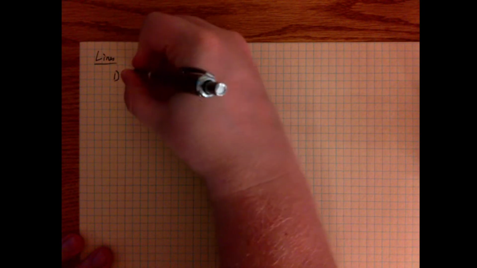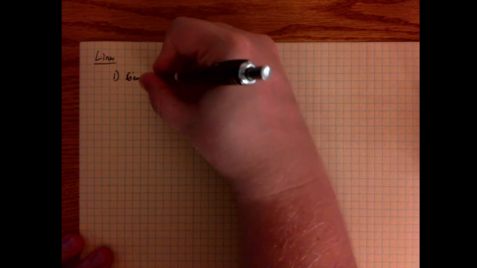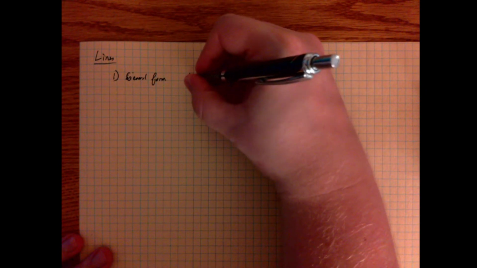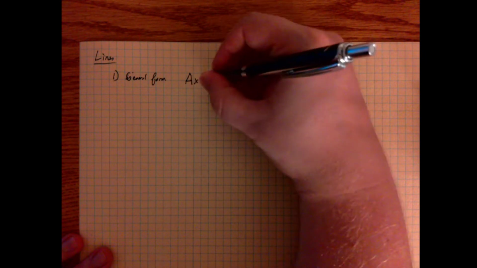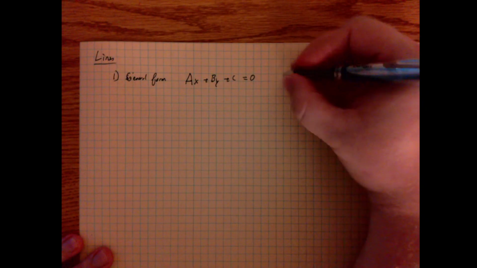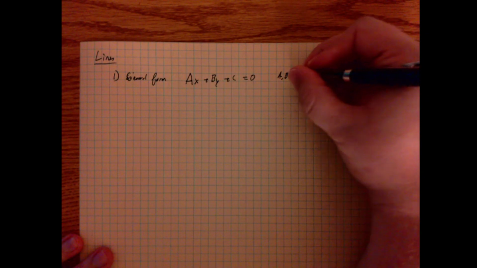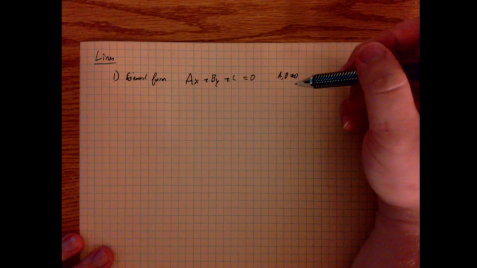Lines. When it comes to a line, there are a few basic ways to talk about a line. The first way is called general form, or sometimes called standard form. It kind of depends on who you talk to which version this is. I'm going to put the book version that I use: ax plus by plus c equals 0. And in this case, a and b cannot be 0. This is the general form of a line.